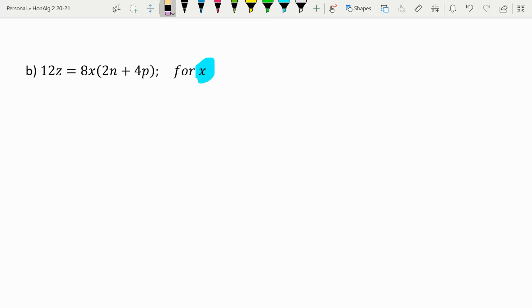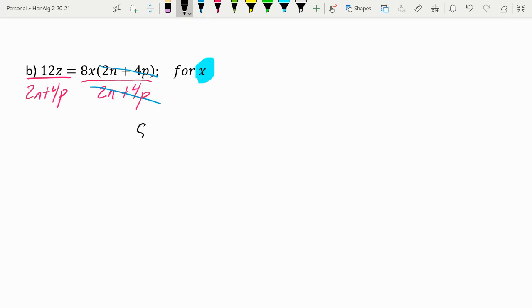Well, since I'm solving for x, how do I undo multiplication? I'm going to divide. So I'm going to divide both sides by 2n plus 4p. All right, divide both sides by that. So on the right side, what do we have happen? 2n plus 4p and 2n plus 4p, they cancel each other out.